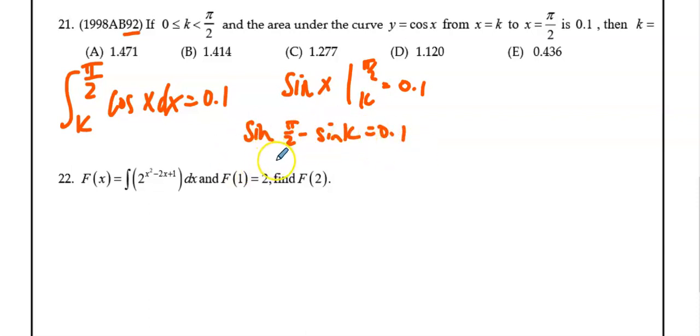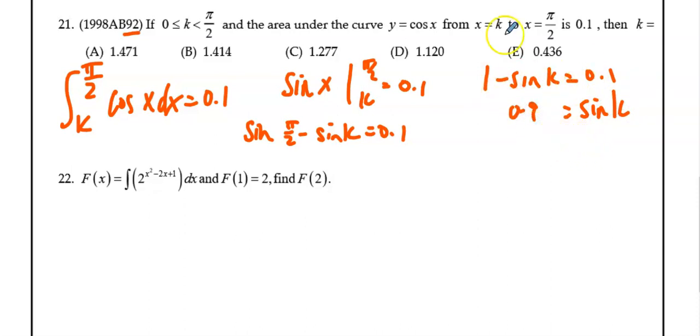The sine of pi over 2 is 1, right? So we're going to get 1 minus the sine of k equals 0.1. If I move the sine of k to the right, and 0.1 to the left, I'm going to get 0.9.